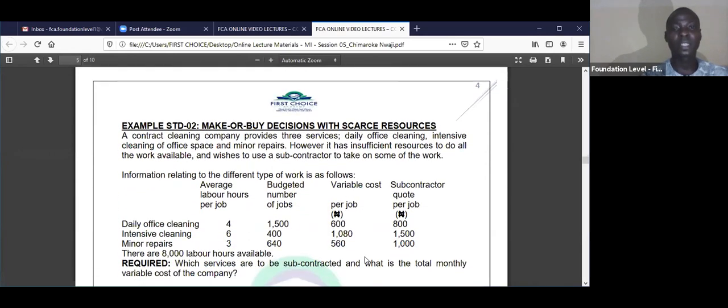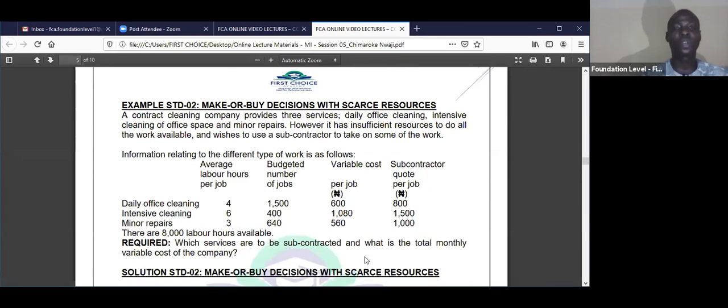Okay, look at illustration 2. Make or buy decisions with scarce resource. Now, a contract cleaning company provides 3 services. These are daily office cleaning, intensive cleaning of office space, and minor repairs. These are the 3 services.